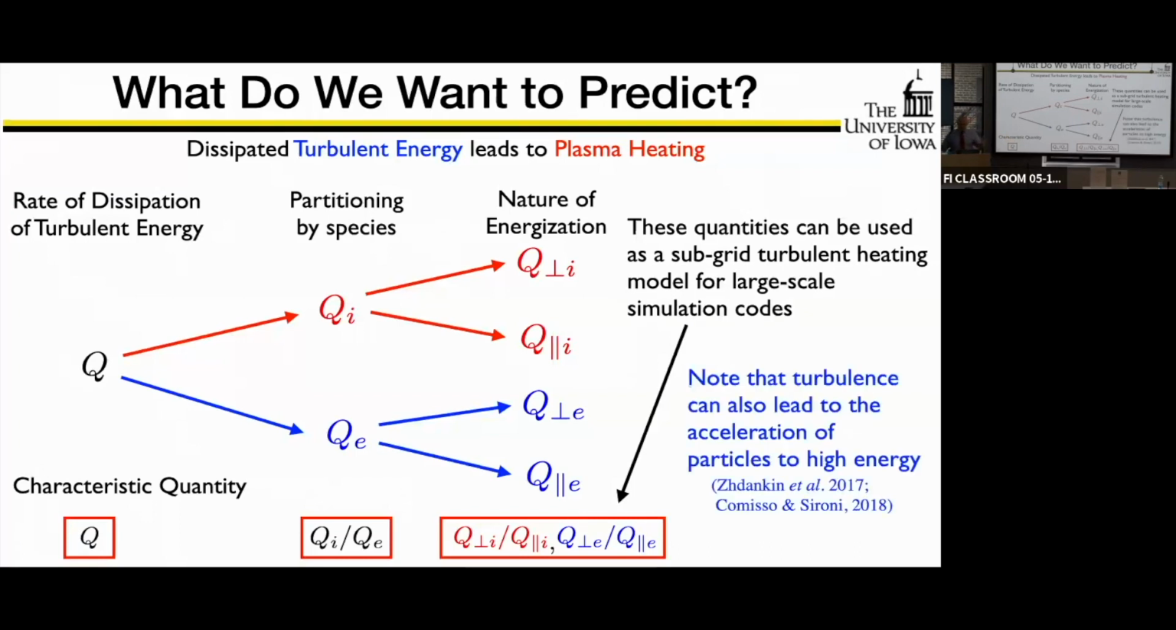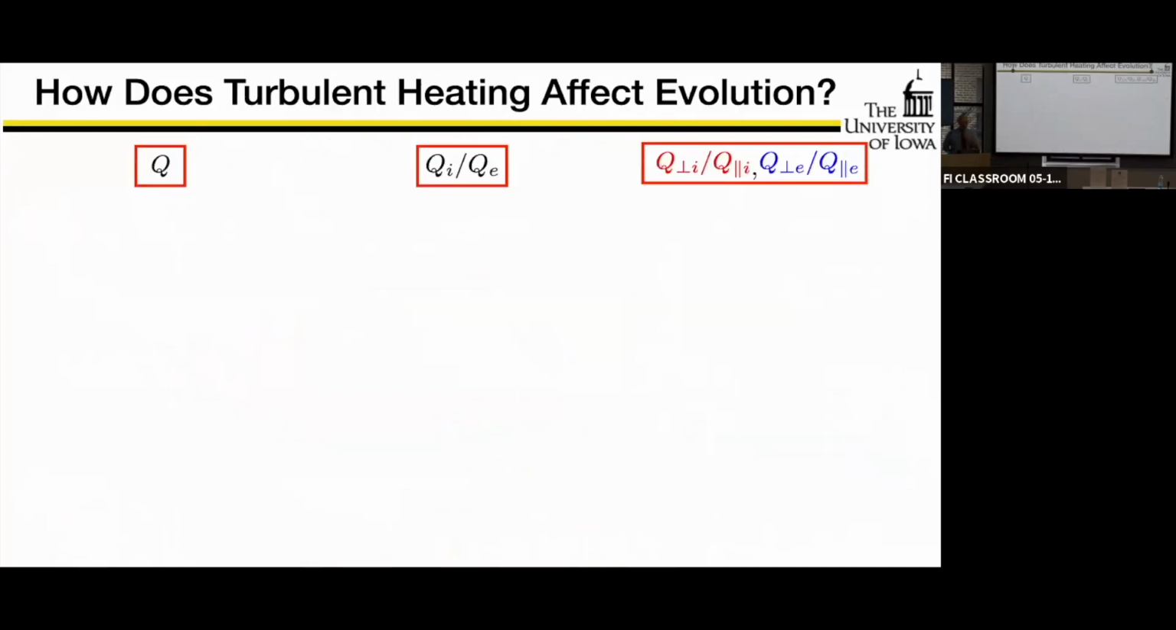And I will say, of course, here that turbulence can also lead to the acceleration of particles to high energy, particularly in the relativistic case. And again, I'm not going to spend more time talking about that today, but that is another destination where some of this turbulent energy can go. So how does the turbulent energy affect the evolution? I said that this is a multi-scale problem. It can affect the large-scale system and other things that we care about as astrophysicists.